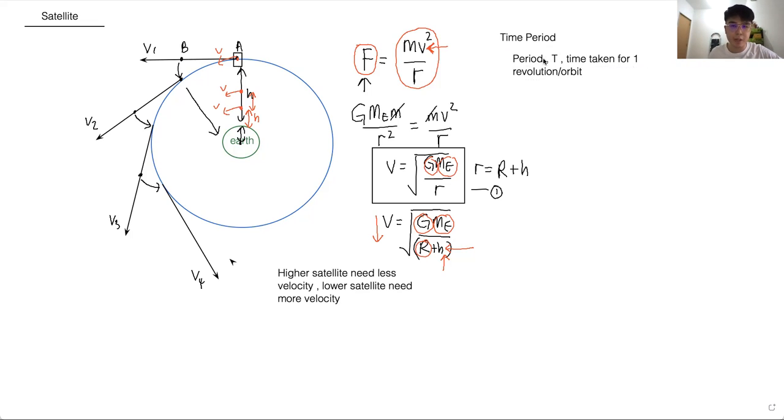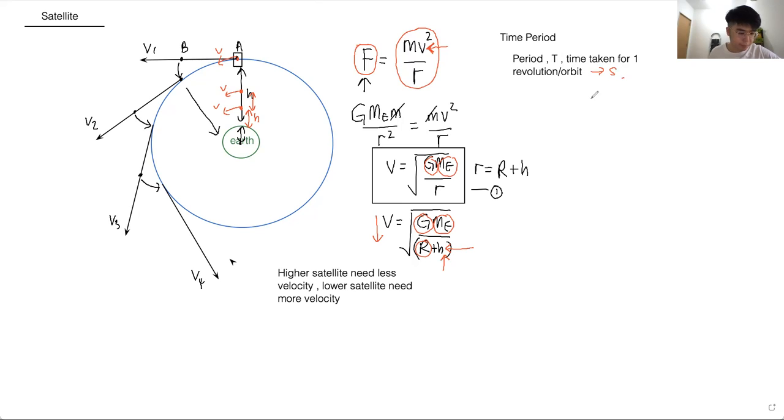Okay, that's the period. For the period of satellite, there are many types of satellite. There are satellites that have a period of 24 hours, the same as the Earth rotation. Later we will come to that. What is that satellite called? Okay, so understand period is the time taken for one revolution or orbit. The SI unit is second.